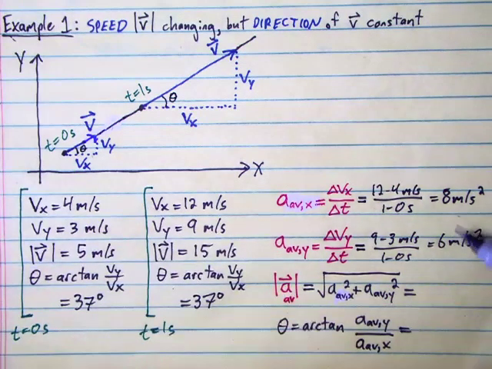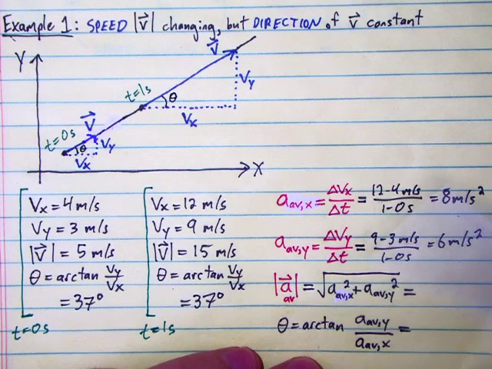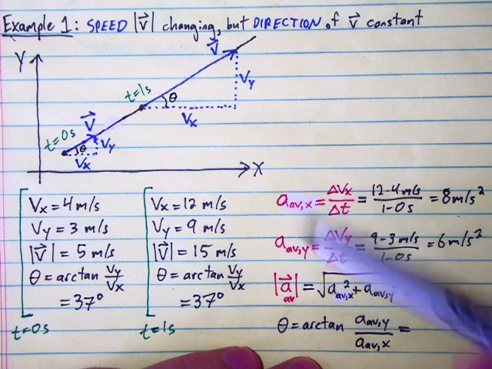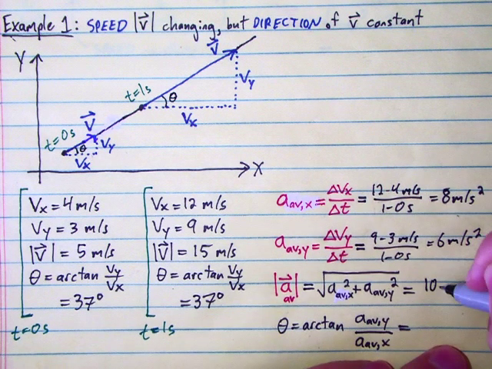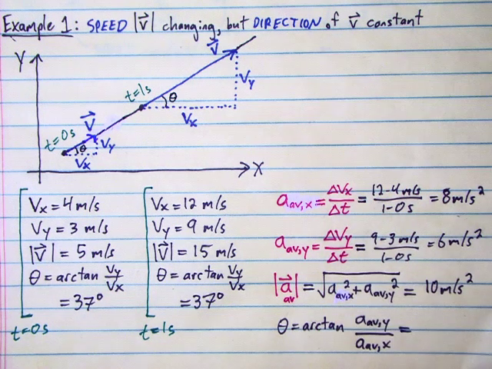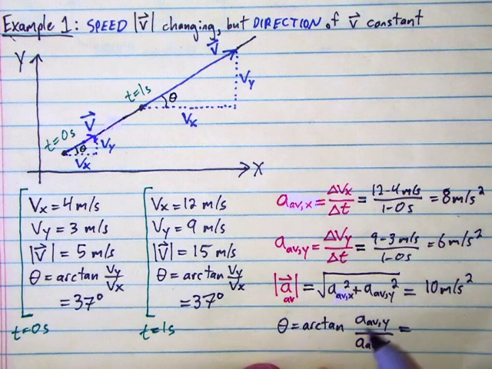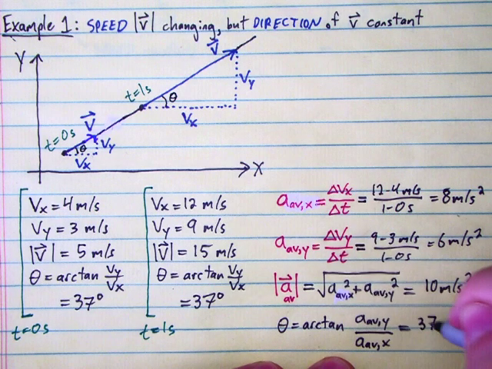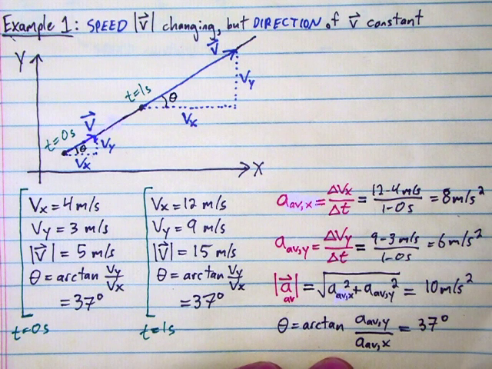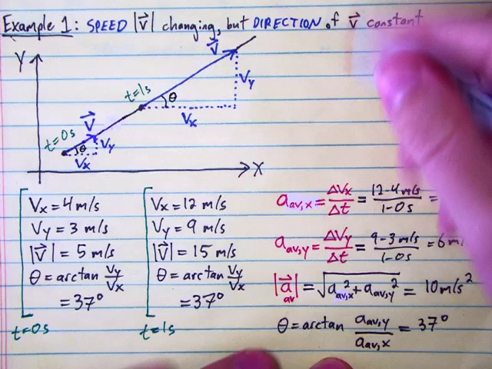Okay, and then the magnitude of the average acceleration we get by squaring and adding and taking the square root of the components. That's going to come out to 10 meters per second squared. And the angle, the arctan of that ratio, 8 over 6, that's going to come out to be the same, 37 degrees.